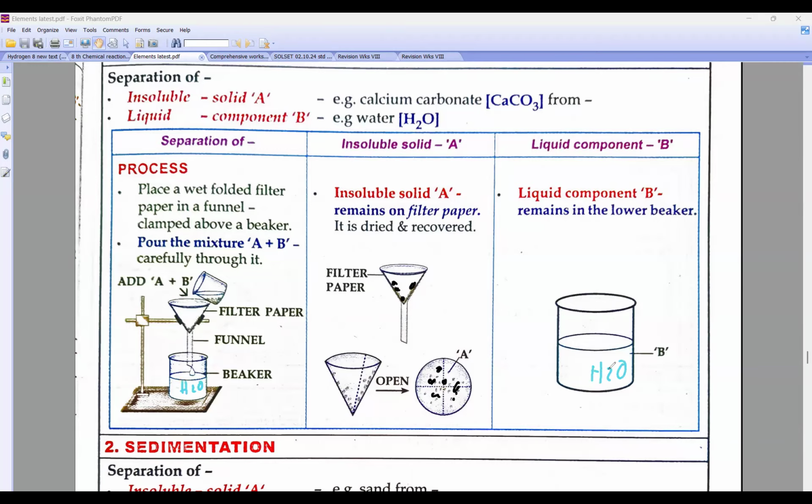Is this clear? Now they will ask you the name of the substance which remains on the filter paper. We call it the residue. What is the substance which passes through the filter paper? Filtrate. They will ask this, the terms used. Clear? Any difficulty till here? Then let us go to the next part. Okay, sedimentation. This is very easy.